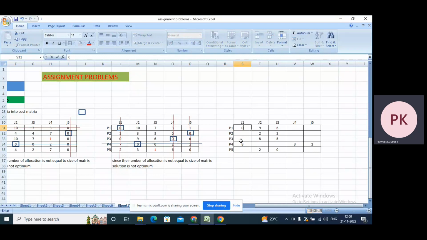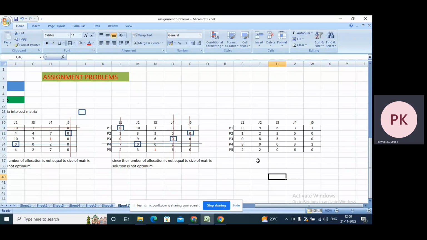So this is 0. This is 1. This is 0. This is 2. Then this is 0. This is 0. Then this is 6. This is 0. This is 3. This is 6. This is 0. This is 1, 0, 0.